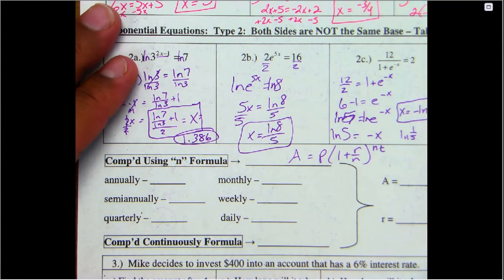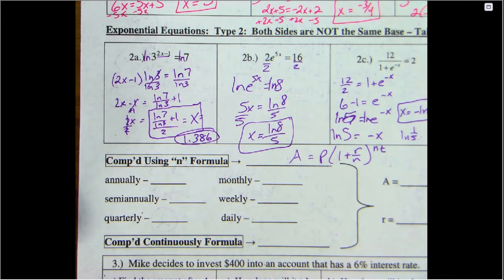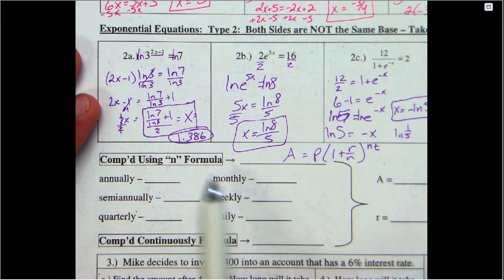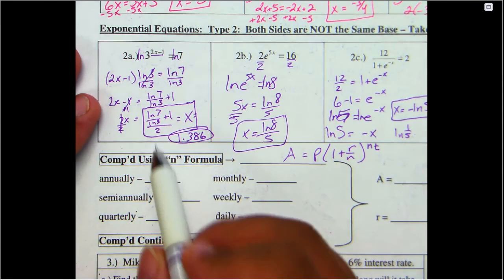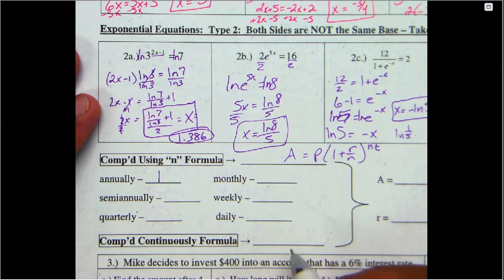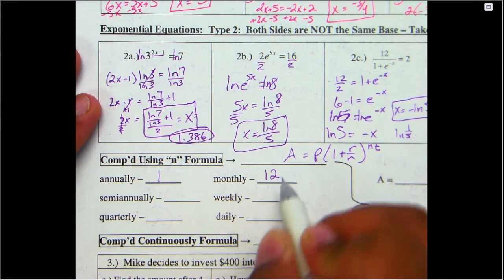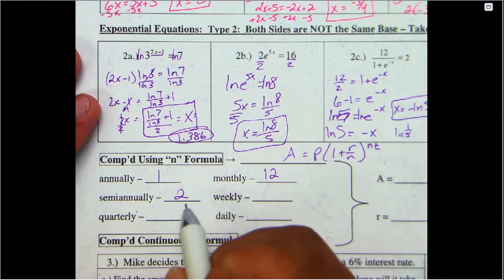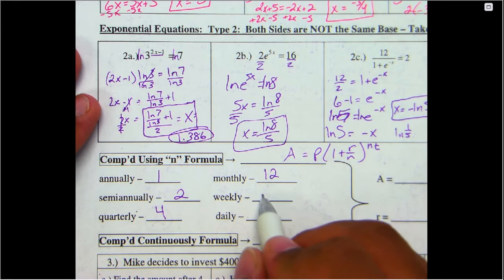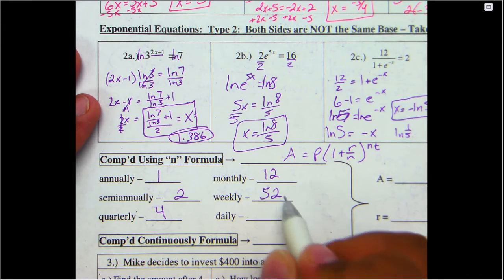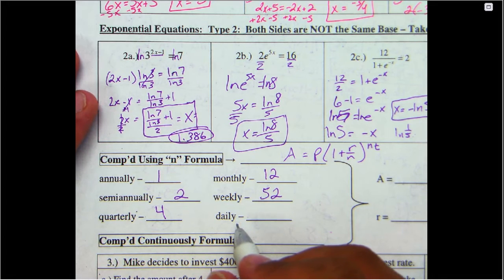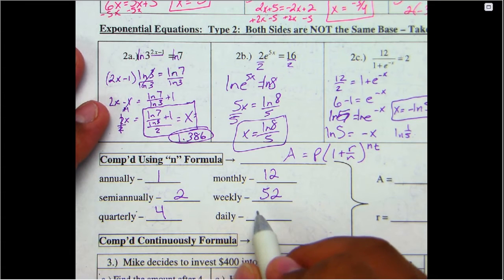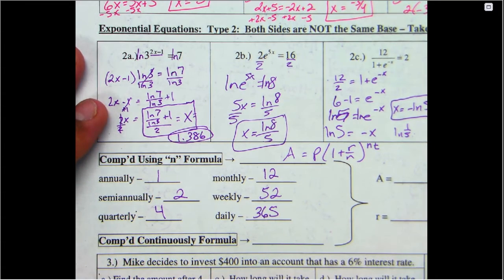All right, n is the number of times it's compounded annually. So n would be represented by these words. Annually means 1. Monthly means 12. Semi-annually means 2. Quarterly means 4. Weekly means 52. How do you just know your weeks? We don't count those. And daily would be 365.